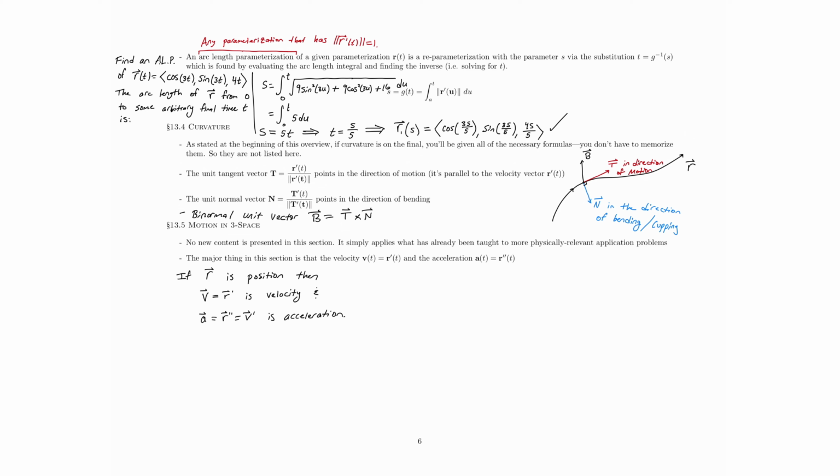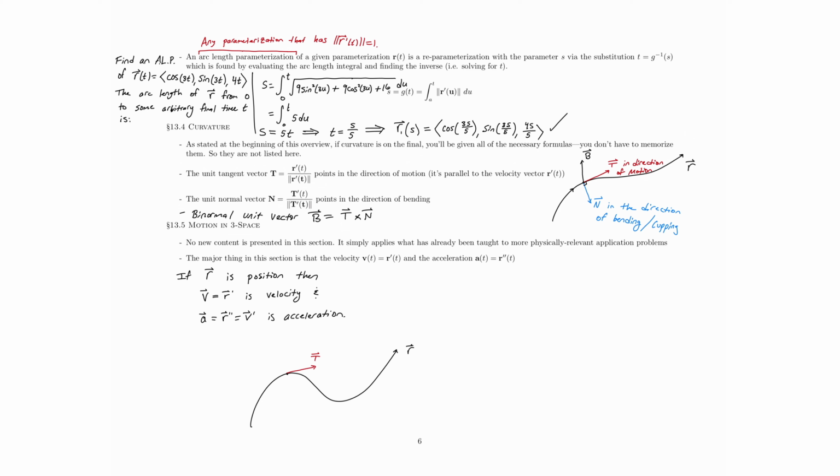One thing that is useful that connects this section 13.5 back to section 12.3 with the dot product is the decomposition of the acceleration vector into the tangential and normal directions. So given some sort of path here, let's say this is the path traced by some r. At a certain point, let's say right here, we just talked about how there is a unit tangent vector. There is a unit normal vector.